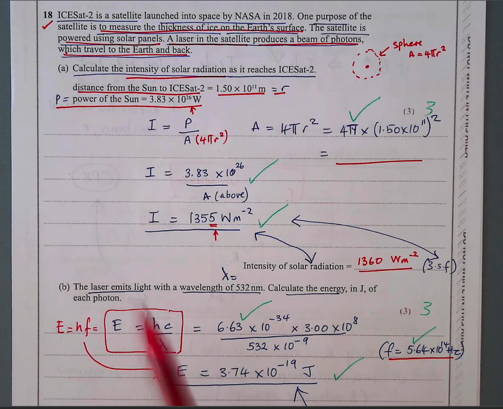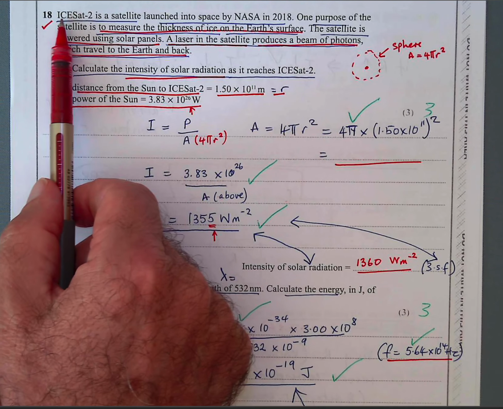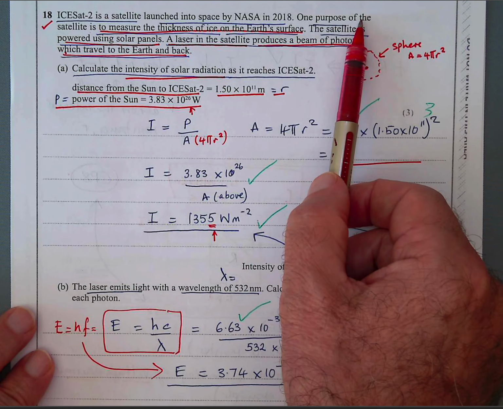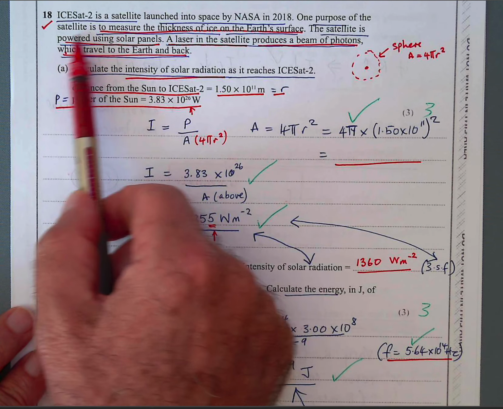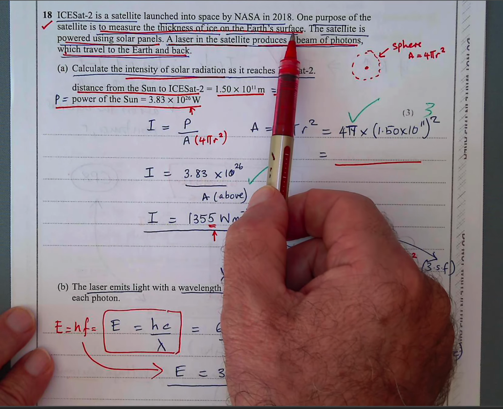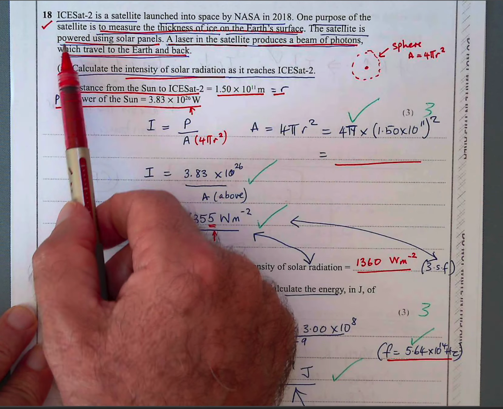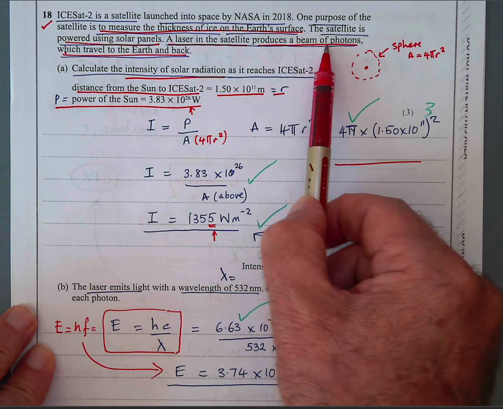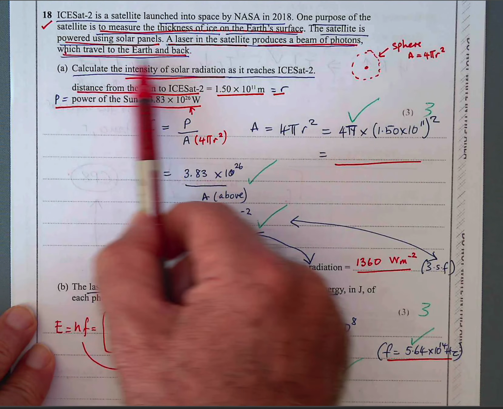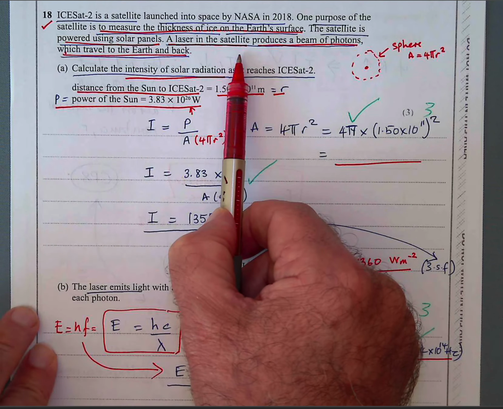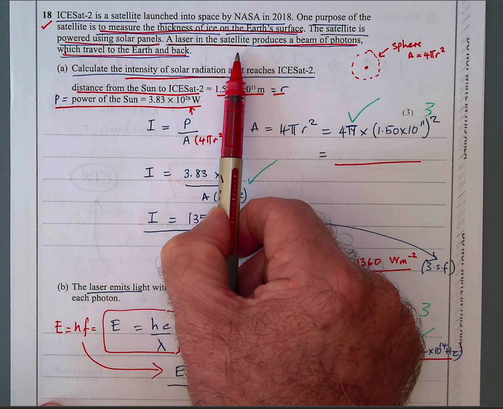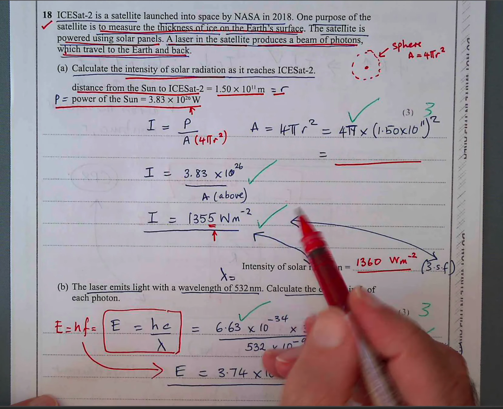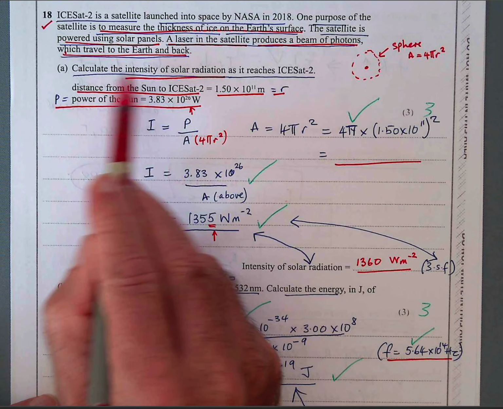Now question 18, the final question. The satellite ICESat-2 is a satellite launched into space by NASA. The purpose of the satellite is to measure the thickness of ice on the Earth's surface. The satellite is powered by solar panels, and a laser in the satellite produces a beam of photons which travel to the Earth and back. So it goes there and back, so the distance is twice. You have to remember to use the there and back rule for the distance if you're calculating the time.